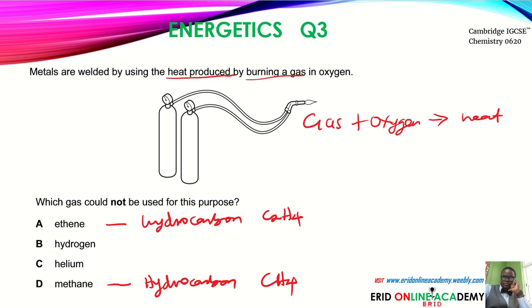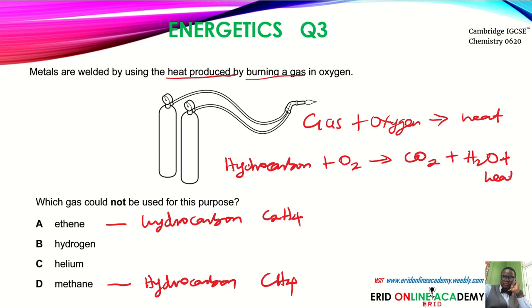So anytime you have hydrocarbon burning, whenever you have combustion of hydrocarbons, they burn in oxygen to form carbon dioxide and water. So anytime they burn, they require oxygen for their combustion basically, and of course you know that heat energy will also be released.